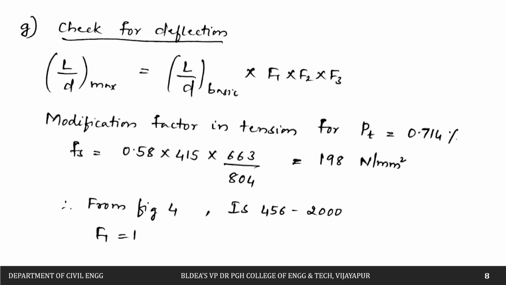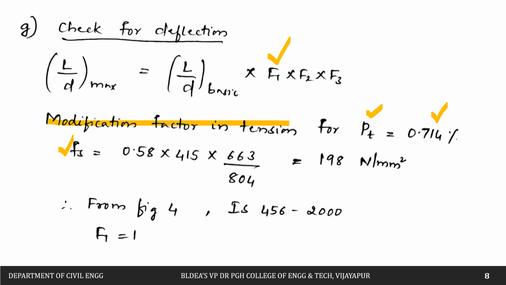Then next, we'll check for deflection. That is, L by D max has to be compared with L by D basic multiplied by KT, KC and KF, or F1, F2 and F3. These are the code coefficients. So first let us calculate the value of F1, that is for tension steel. Modification for tension is based on PT, which we have already calculated, that is 0.714 percent.